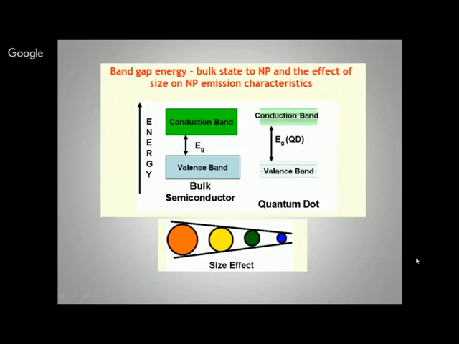Because of this discreteness, you can play with the different properties of the particles, because you can transfer the electrons as per your requirement to a particular energy level. Because of this discreteness in the energy levels, they also show different optical properties. Suppose I have a material whose color is yellow in the bulk, but if I make nanoparticles of the same material of different sizes, then they will show different colors.